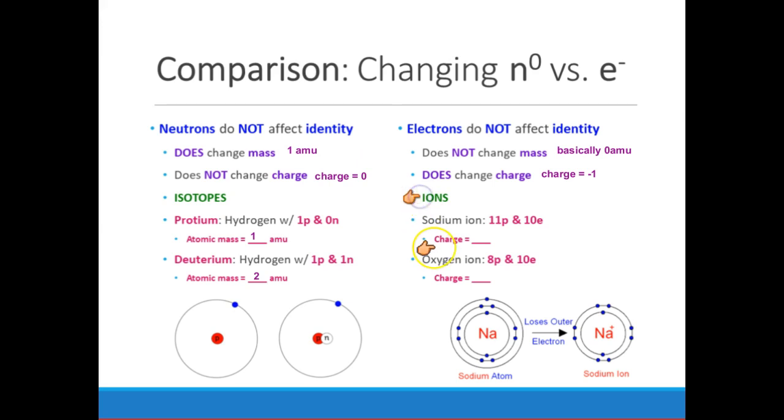And when we have a different number of electrons, this is what we call an ion. If you think about ionization, that means that we are actually changing the number of electrons. Smiley faces if that makes sense. So again, isotopes are different neutrons, ions are different electrons. Let's say, for example, we have a sodium ion with 11 protons and 10 electrons.